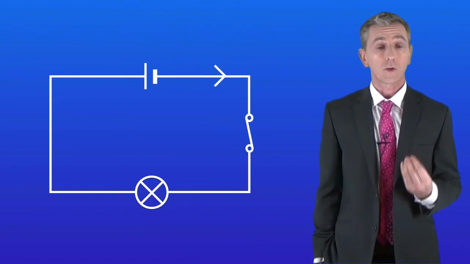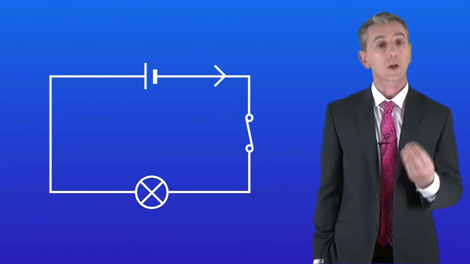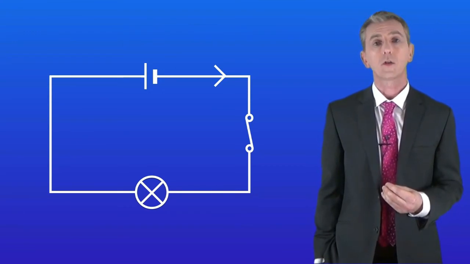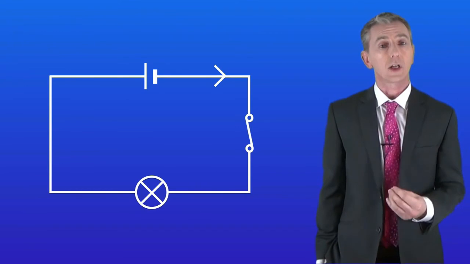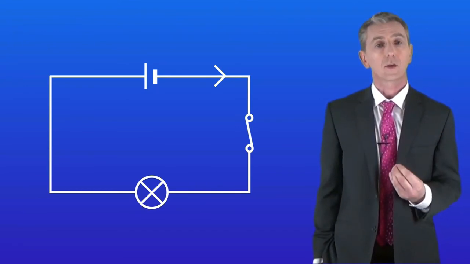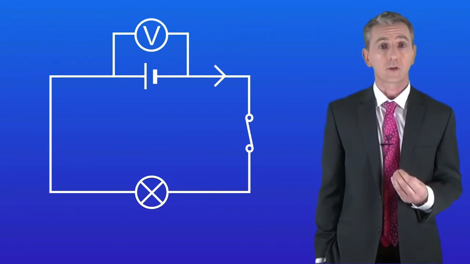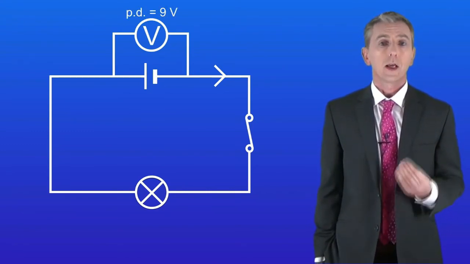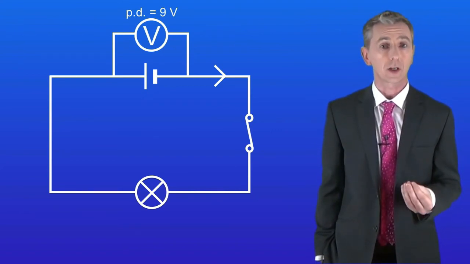We said that electrons flow out of the cell, pass through the bulb, and return to the cell, and we call this flow of electrons the current. When the electrons leave the cell, they're carrying energy, and we call this energy the potential difference. We can measure this with a voltmeter. So this shows that the potential difference of the cell is 9 volts. In other words, the electrons leaving the cell are carrying 9 volts of energy.